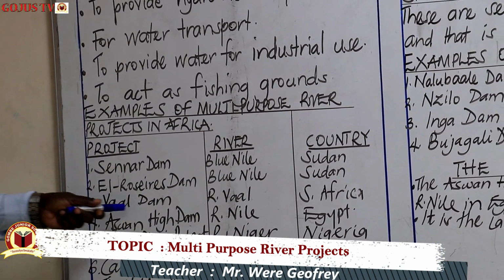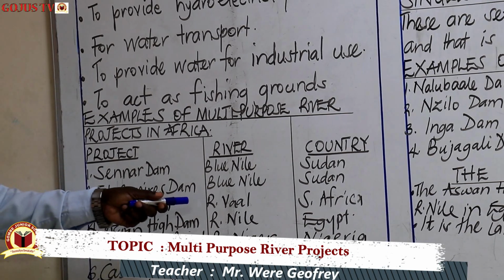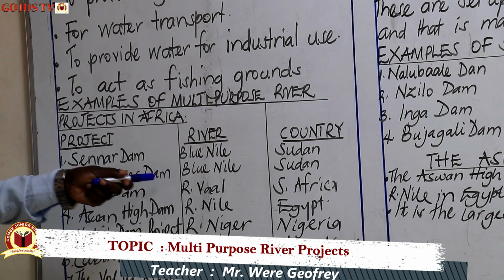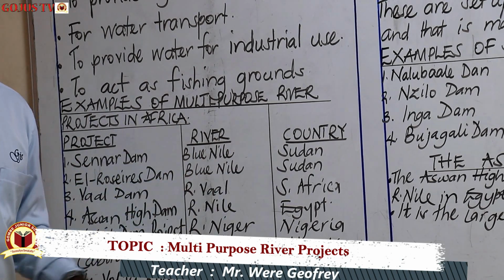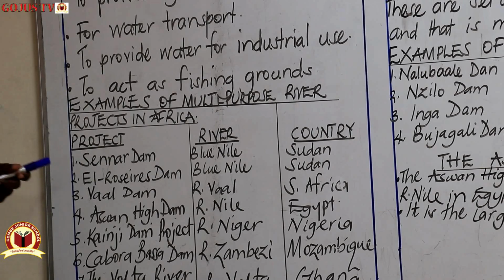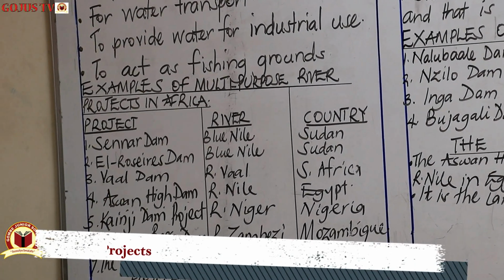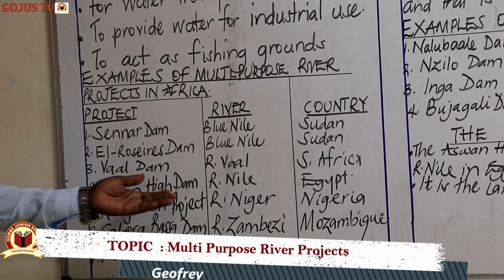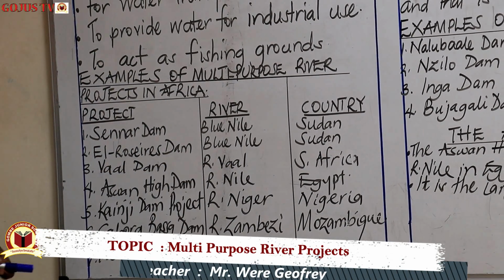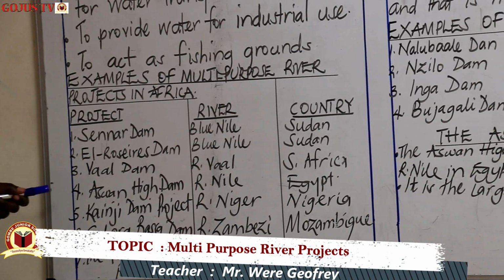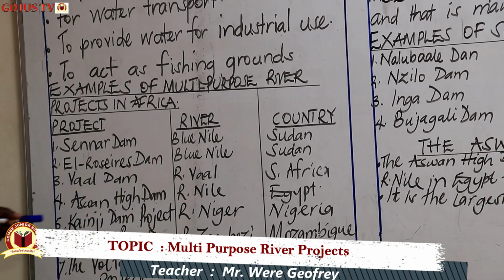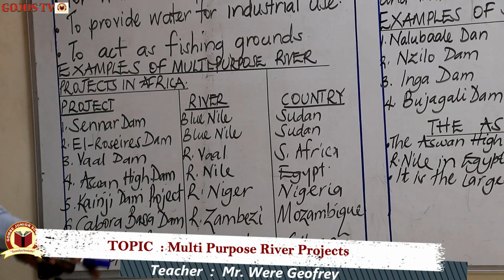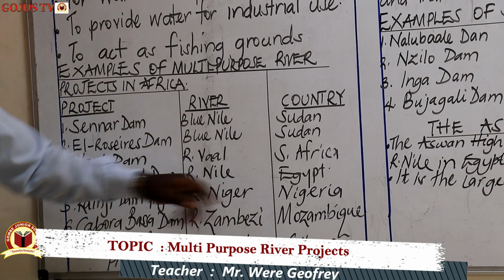We have the Vaal Dam. This Vaal Dam is found on River Vaal, in South Africa. We have the Aswan High Dam. The Aswan High Dam is found on River Nile, in Egypt. We have the Kainji Dam project. The Kainji Dam project is located on River Niger. River Niger is in Nigeria.